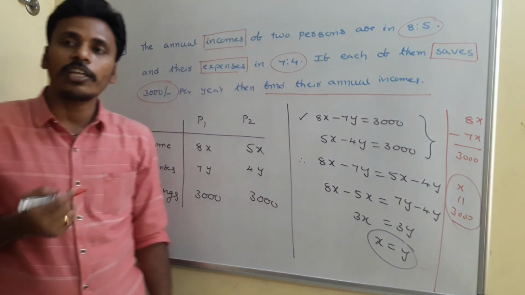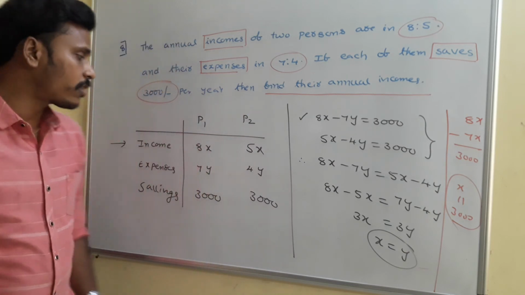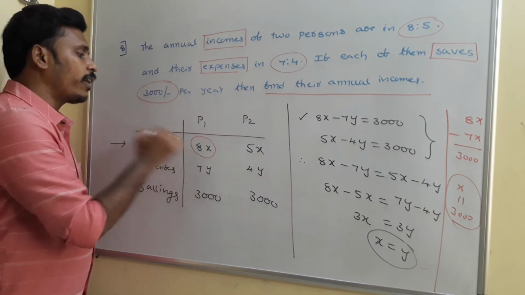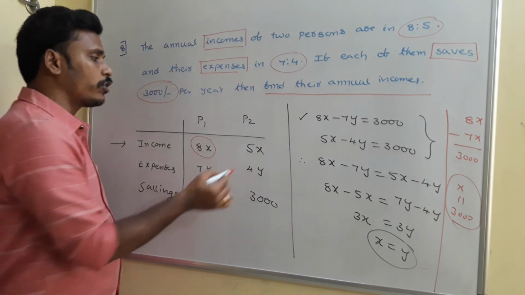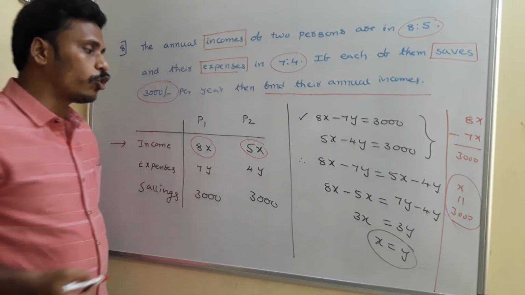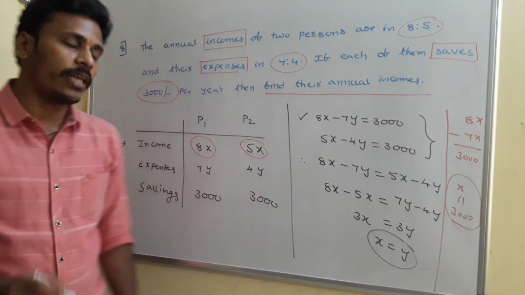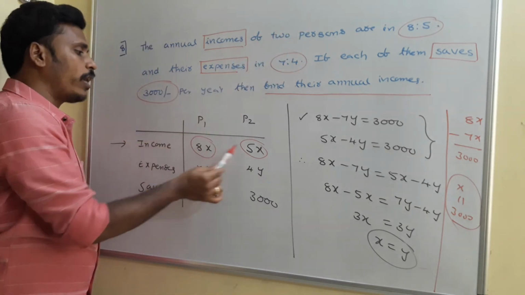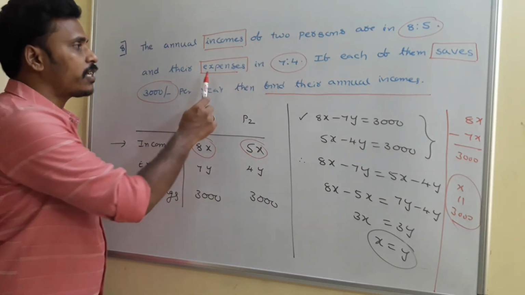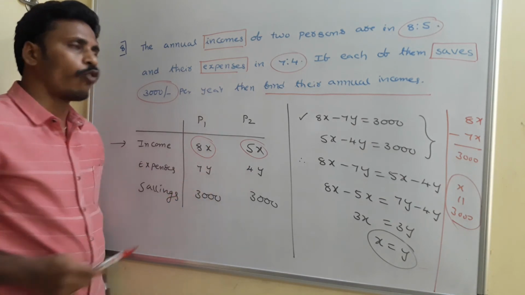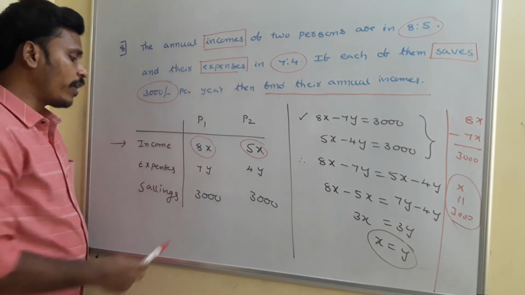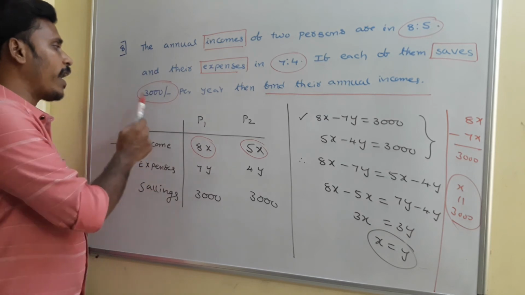The x value is 3000. Since the value of x is 3000, person 1's income is 8 into 3000, 24,000. Person 2's income is 5 into 3000, 15,000. And that's the problem. Okay, once again, look there. The incomes ratio is given, so 8x, 5x. Expenditures are given, 7y and 4y. Their savings are given, so let them be 3000 and 3000 as per the given.